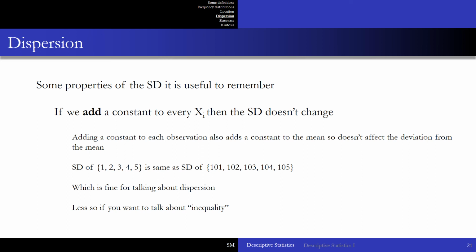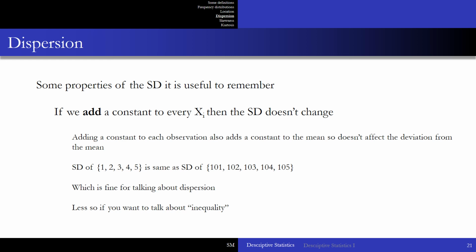There are some properties of the standard deviation that it's useful to remember. If we add a constant to every observation in a data set, then the standard deviation doesn't change. Adding a constant to each observation also adds a constant to the mean, so doesn't affect the deviation from the mean. If we take this set of observations here, 1, 2, 3, 4, 5, and calculate their standard deviation, it will be the same as the standard deviation of this set of observations here, which is this set plus 100.